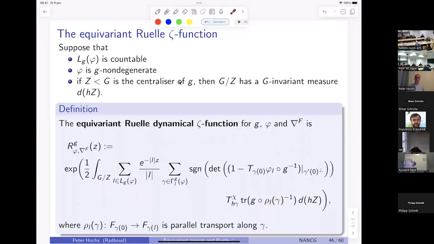I could explain why I'm asking this question. If you have this equivariant setting, then you have very powerful theorems, called localization theorems, where things concentrate at, for instance, the normal bundle of fixed points. So I wonder how these localization theorems correspond to the counting of these periodic orbits.